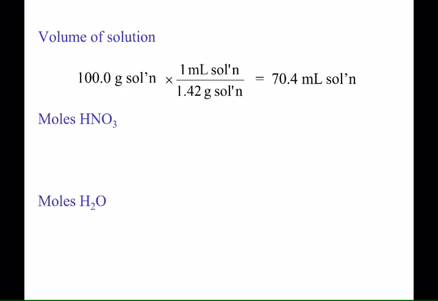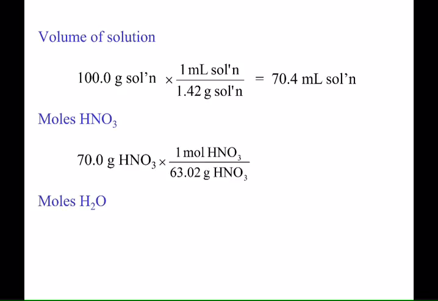How do we get to moles of HNO3? You use your 70.0 grams as our first term. Our next term is the molar mass, the flipped version: 1 mole of HNO3 over 63.02 grams of HNO3. Grams cancel, and with 3 sig figs, the moles of HNO3 is 1.11 moles.